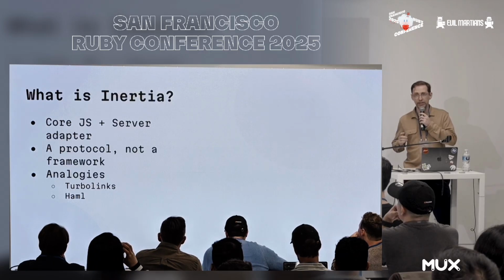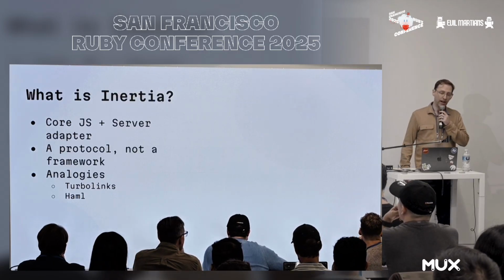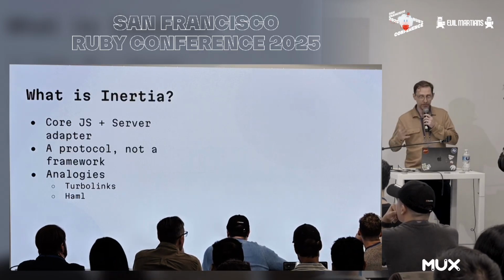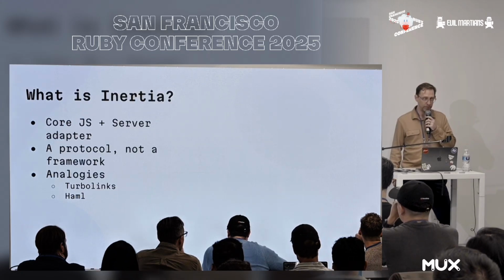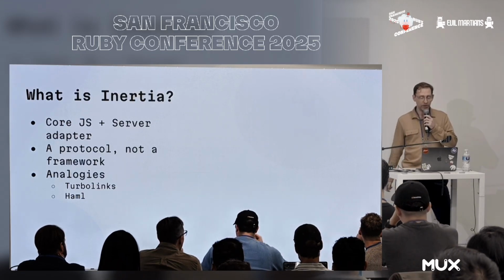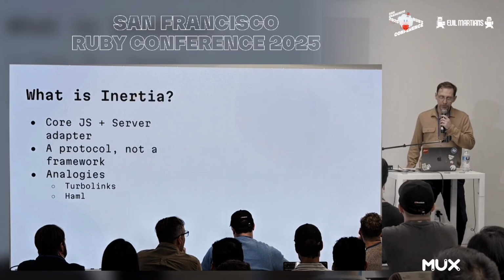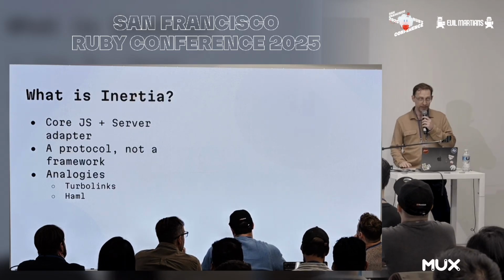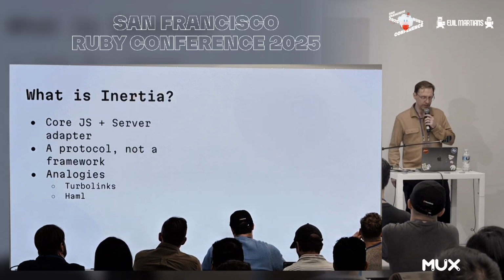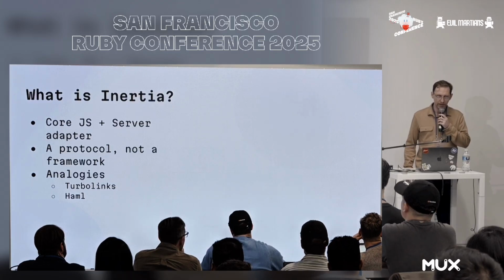It's worth noting that there's actually quite a few adapters out there. There is a Laravel adapter. Inertia actually came out of the Laravel community. Brandon actually wrote an adapter for Django. There's one for Elixir Phoenix, and a few others out there. So it's quite a versatile sort of technology.